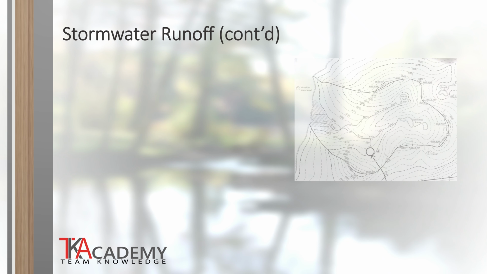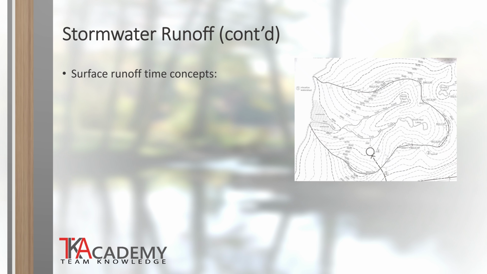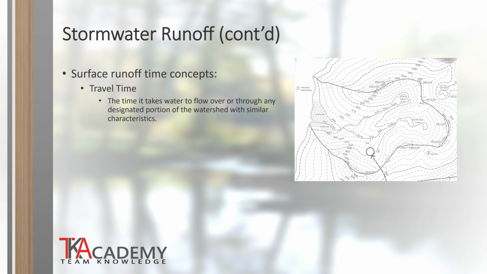When precipitation falls within a watershed basin area, it will take time for that surface flow to reach the point of water capture or discharge. This is called the travel time. It is the time it takes the water to flow over or through any designated portion of the watershed with similar characteristics. The travel time is dependent upon how far the water is from the point of capture or discharge.